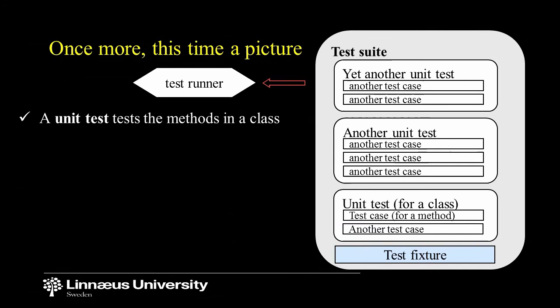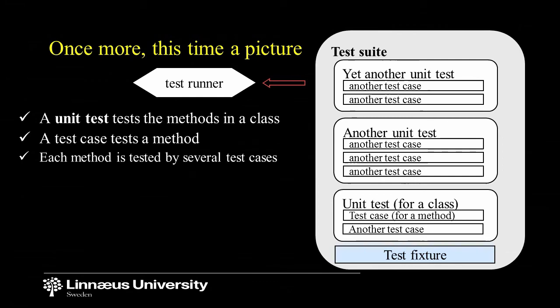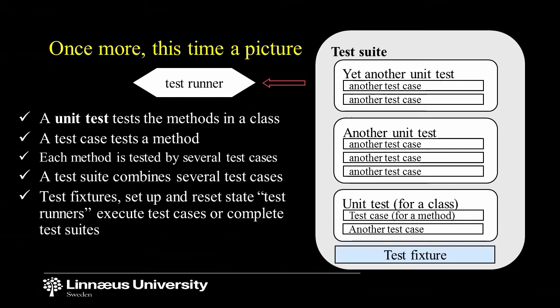So unit tests exercise the methods in a class or in an object. A test case typically tests a single method in an object. Each method must be tested several times, with different aspects, different states. We have test suites combining different test cases, and then the fixtures for setting up and resetting the state. And this can be between different tests, or before and after the complete test suite is invoked.